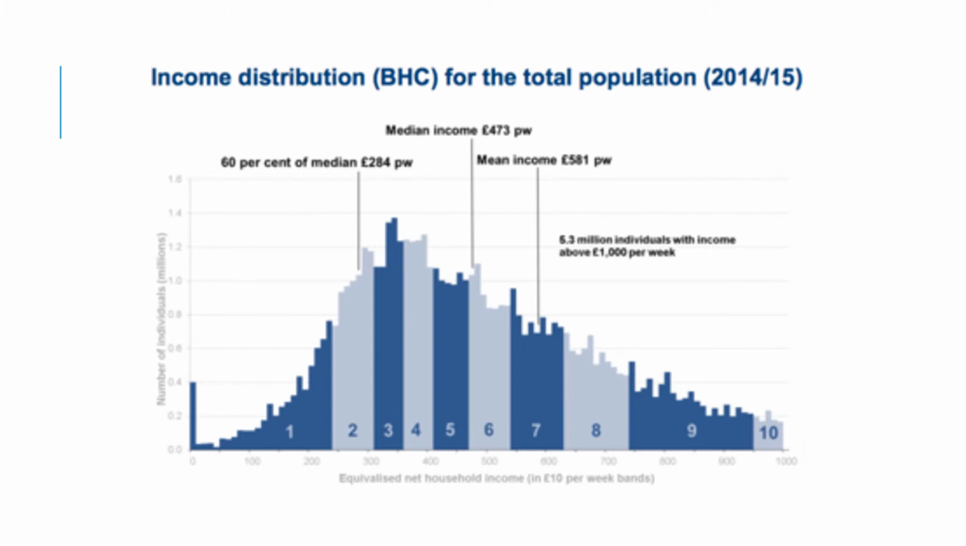So let's draw a line down at this point. So this is the median income here, £473 per week. Now to find out those in relative poverty, we take 60% of that figure. And 60% of that figure is £284 per week. So let's draw a line up from £284 per week. And we would say that if you earn less than that, then you are in relative poverty. You are earning less than 60% of the median income.